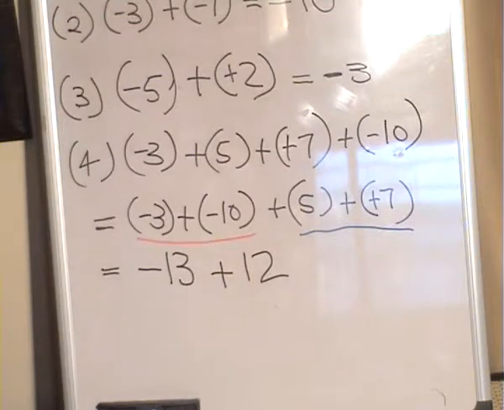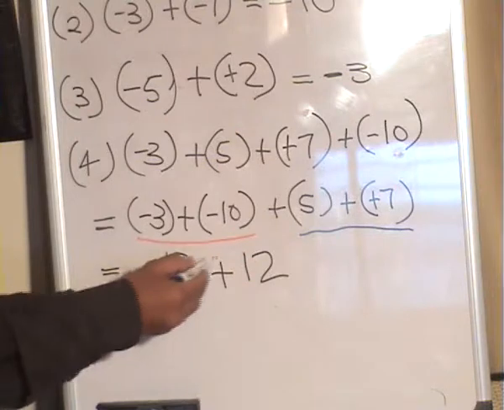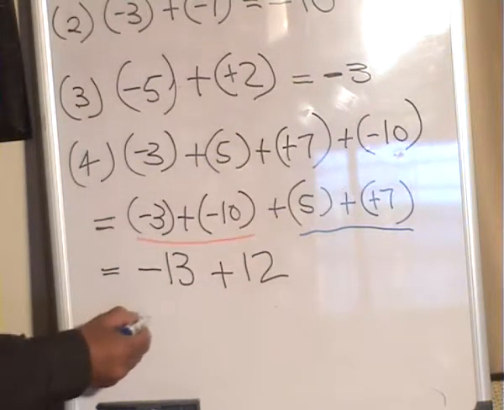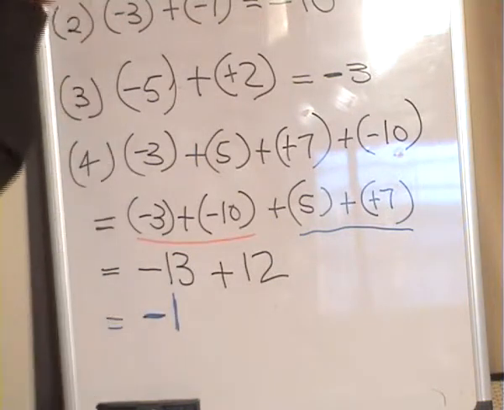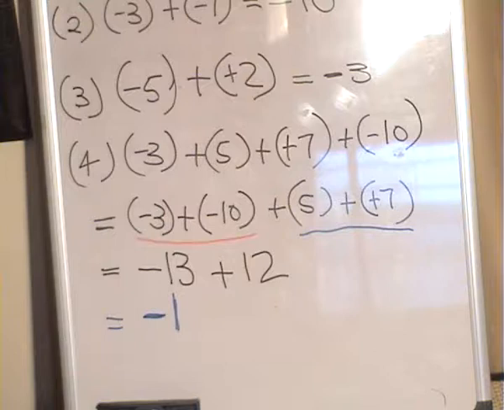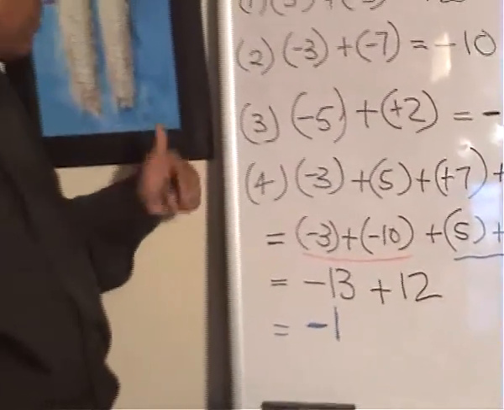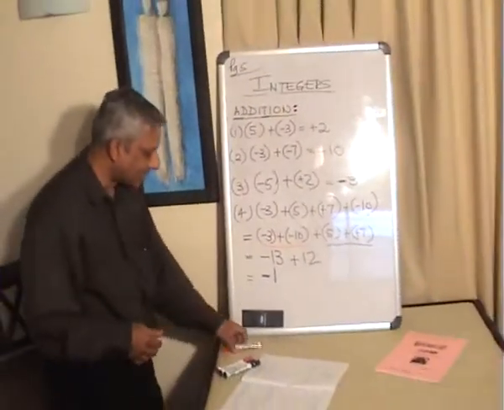Now, in this last step, I am owing 13, but I have 12. So I will end up owing 1. Now, these things can also be done on the number line, but remember, when you're working at high speed, you are not going to be drawing number lines all the time. You'll be able to quickly work out with have and owe, have and owe, have and owe. You will not have time to draw number lines.